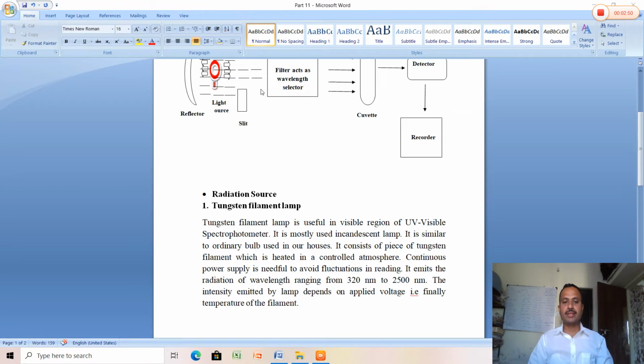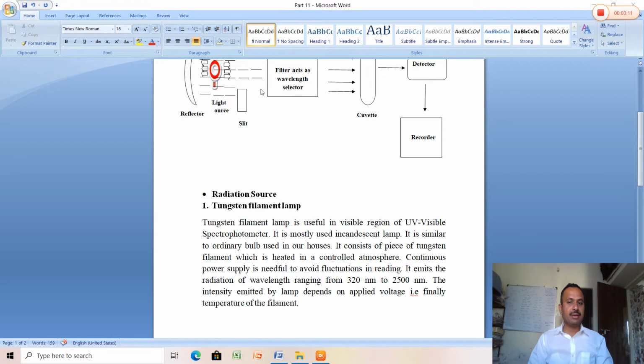A continuous power supply is needed to avoid fluctuations in reading. So, to avoid the fluctuation in reading, we use a continuous power supply.